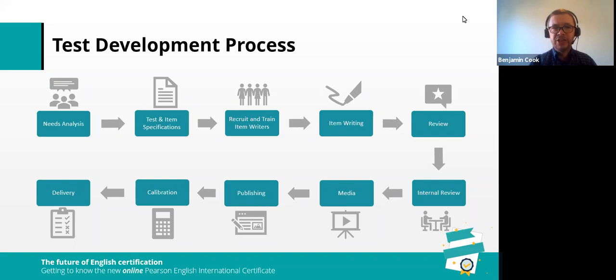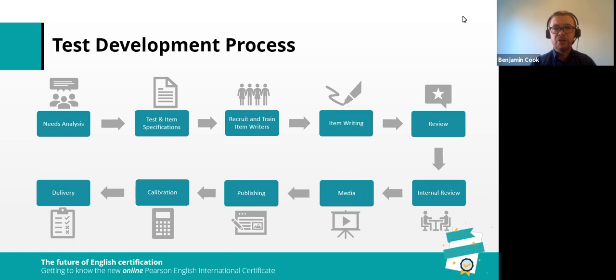And that test specification then leads into the item specification. The item specification really goes into the detail of the different question types that we want to include in the exam, and covers everything from what skills those item types will test, to the detail around word counts, how long those individual items should be, and what topics should be included. All of that detail goes into the item specifications.